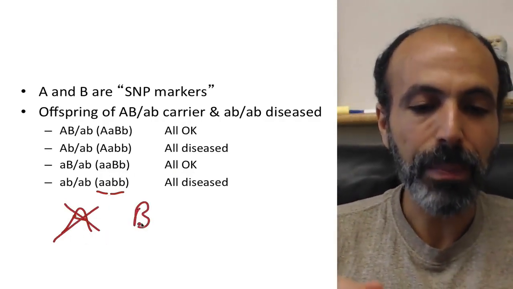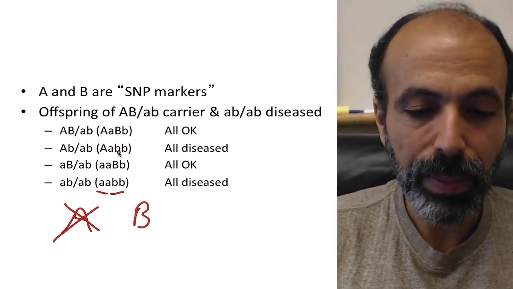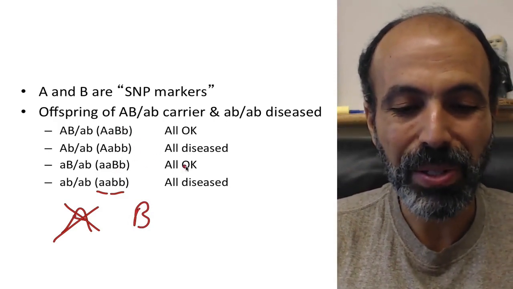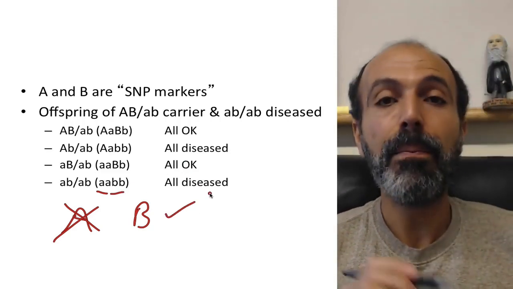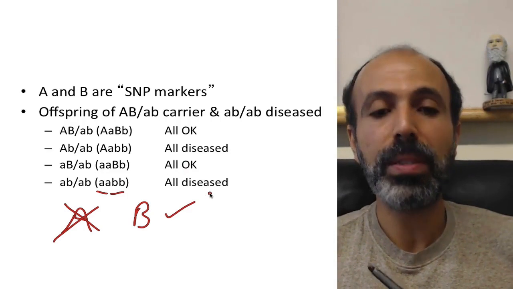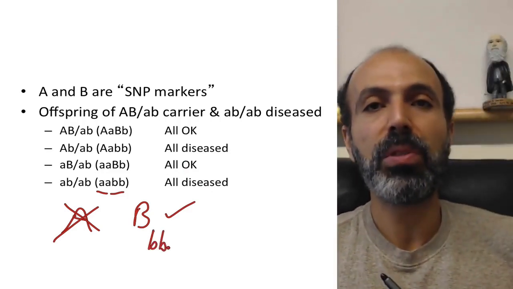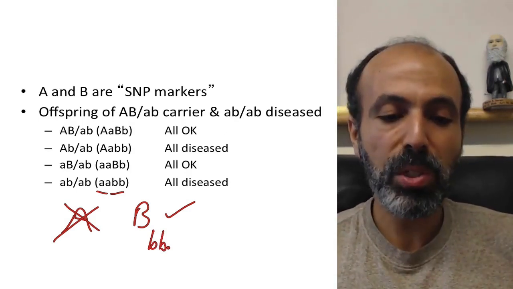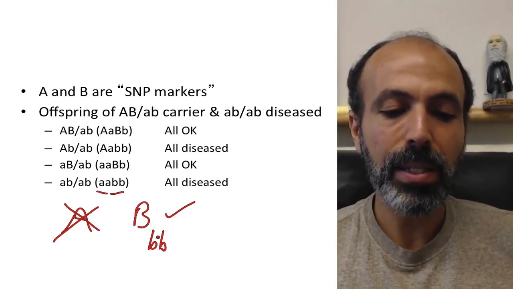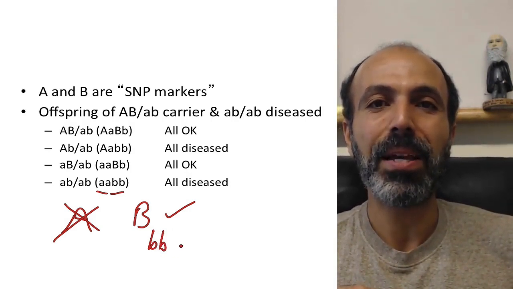What about B? Well, in this case, big B, little b's are okay, little b, little b is diseased. Big B, little b is okay, little b, little b is diseased. This very much suggests that B is linked to the disease. And specifically, individuals that are little b, little b tend to be the ones that get this disease. This would suggest that the little b allele is actually associated with some sort of disease-causing mutation in this example.